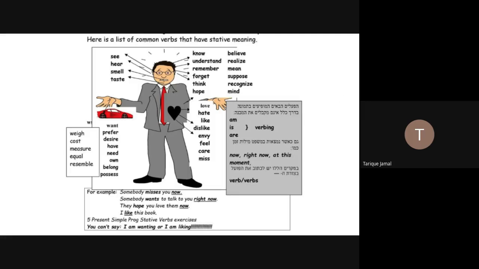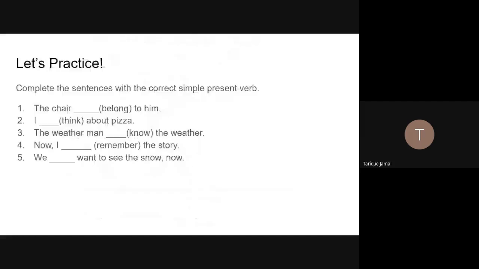All right, guys, let's move on here. Okay, so complete the sentences with the correct simple present verb. So this is your practice exercise. You have 5 questions there. I want you all to take just a minute to complete this, please.